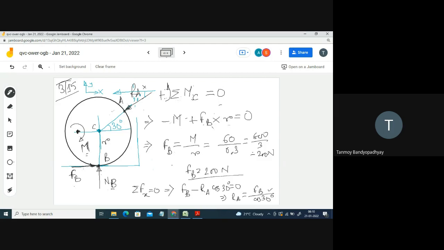Is this one clear or not? Yes, clear, sir. So from here you calculate RA. If you solve this, your RA will come out to be 231 Newton.